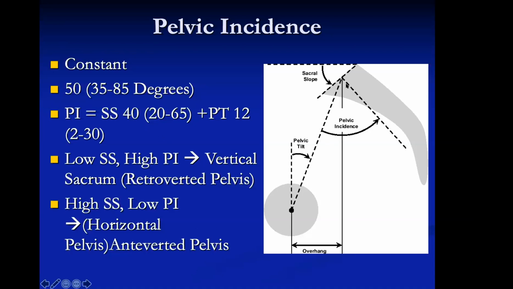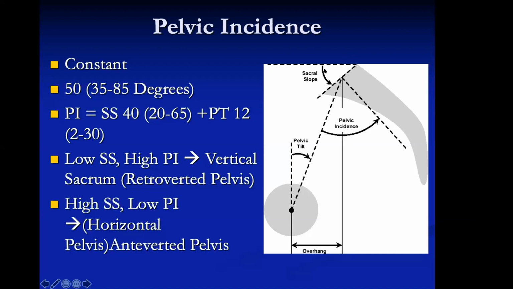A person who has a high pelvic incidence, for example in the range of 75-80, has a higher potential to compensate. I'll come to this later. He'll have a more horizontal sacrum, compared to a person who has 35-40 degrees of pelvic incidence. His pelvis will be straight, so he has a lower potential to compensate. Again, I'll come to this compensation later.